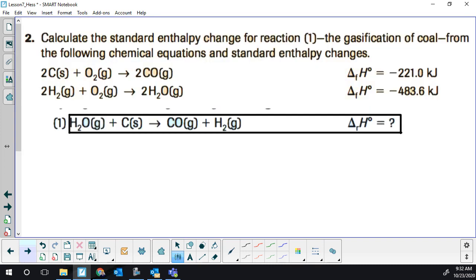Second one, I'll do probably 3 at the most. Again, you have a list of given equations, and then you have the one you want to solve for. You could skip the words at the top. You're given a formation reaction, 2 formation reactions, and water plus pure carbon makes carbon monoxide and hydrogen gas is what we want to solve for, which is equation number 1.